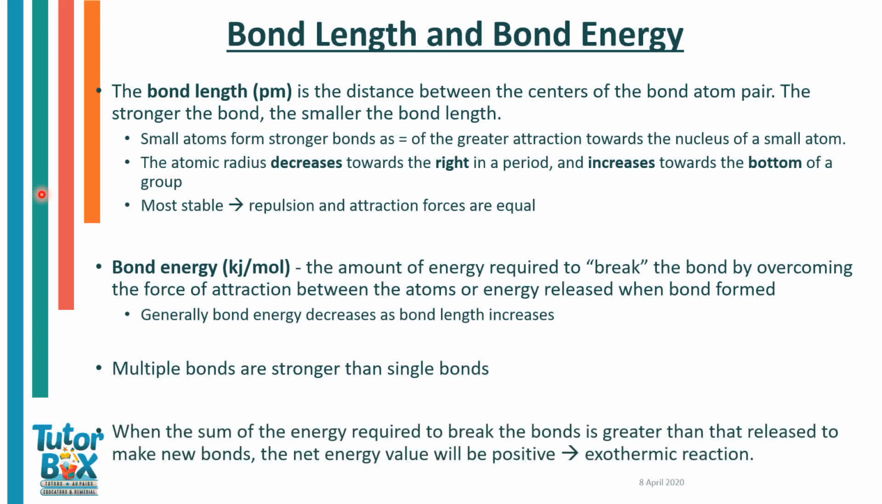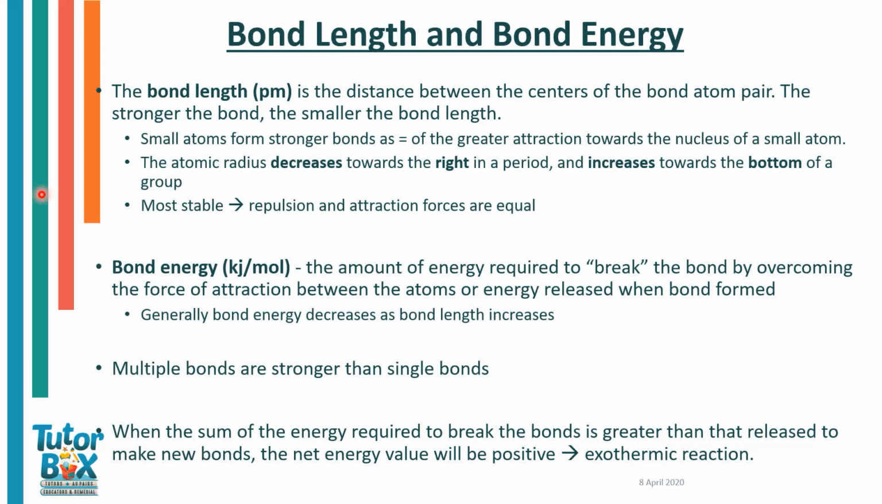When the sum of the energy required to break the bonds is greater than that released to make new bonds, the net value will be positive and you'll get an exothermic reaction. However, the same applies in the exact opposite, and you'll get an endothermic reaction.